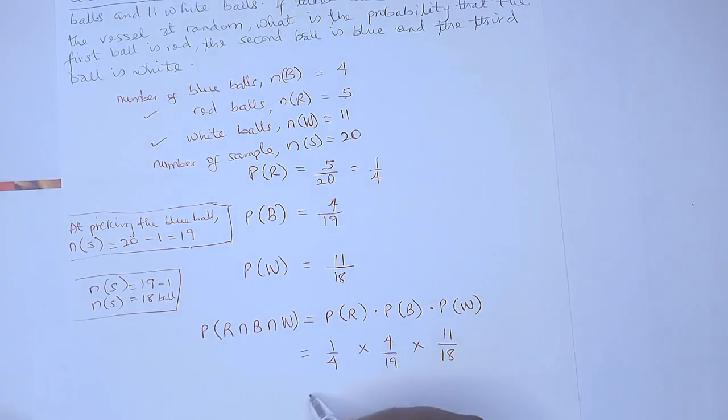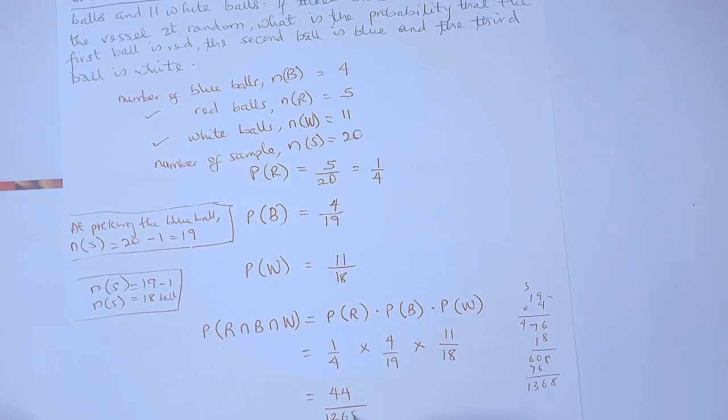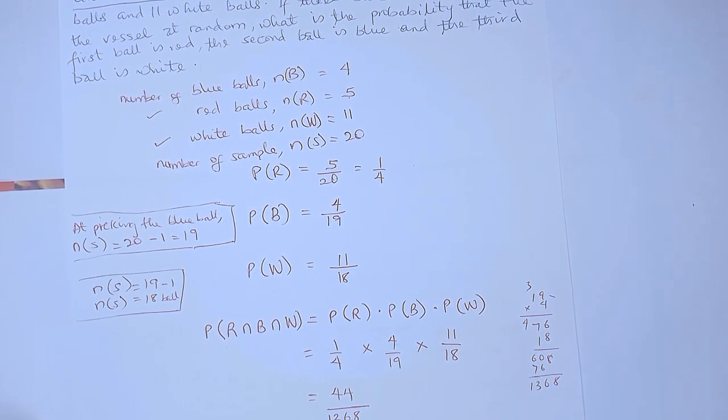So if you multiply that, you should have 44 divided by 1368. And this is the probability of picking the first ball as red, the second ball as blue, and the third ball white.